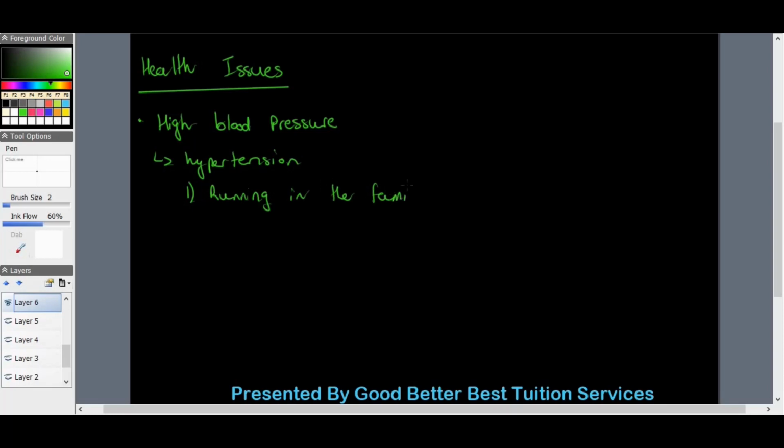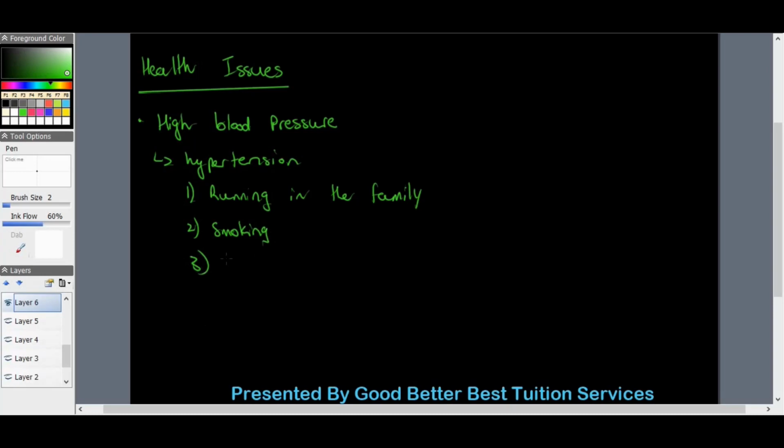In other words, it's passed down from generation. One person had it, didn't deal with it, passed it down. Smoking: we all know cigarettes are very harmful, that goes without explanation. It narrows the arteries, and of course then raises the blood pressure.